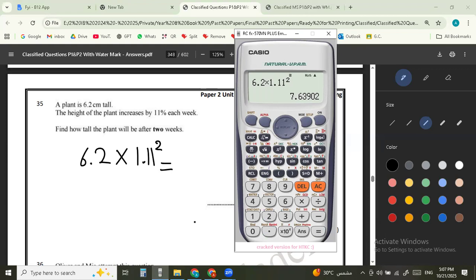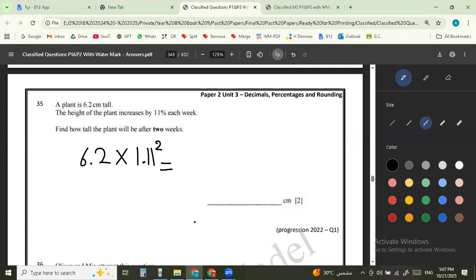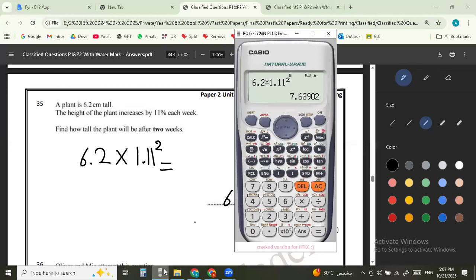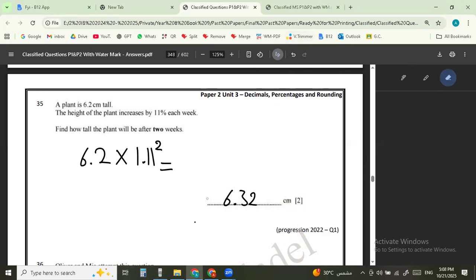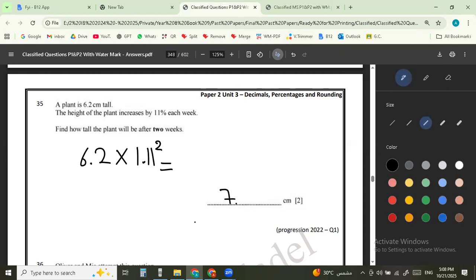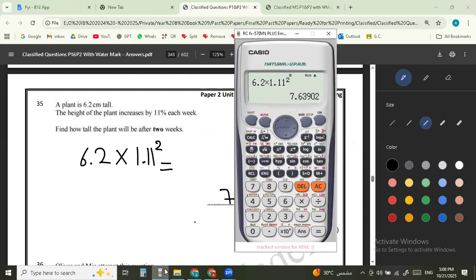Well, yes, you're supposed to write all of this. 7.63902. I can't even remember the number. 7.63. I'm terrible at memorizing. Then 902, if I remember it right, 902. Yes.